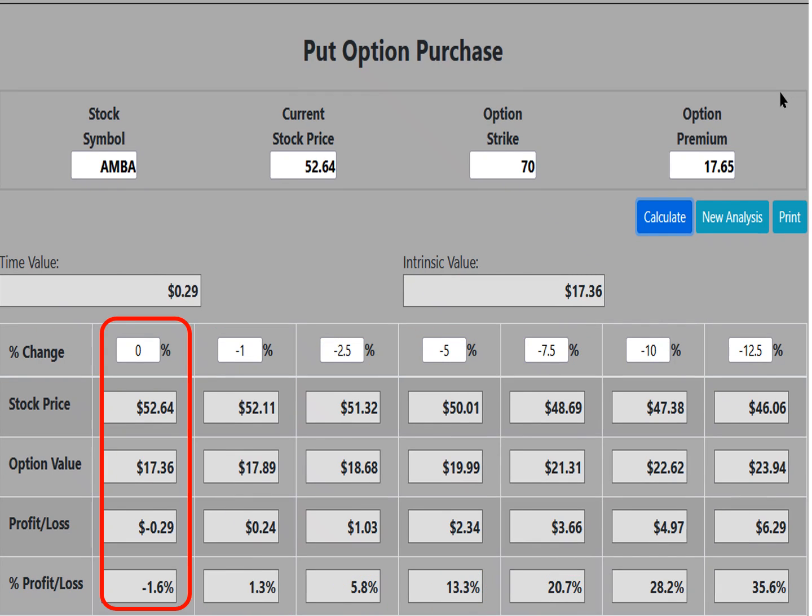And notice if the AMBA stock price does not make the expected move down and remains flat at expiration, the 70 put would only lose minus 1.3%, or minus $29, compared to the minus 100% or minus $365 loss for the 52.5 strike put that we looked at earlier.